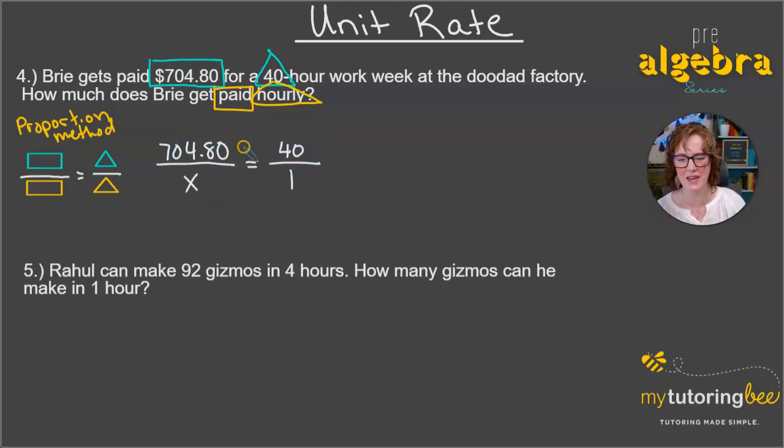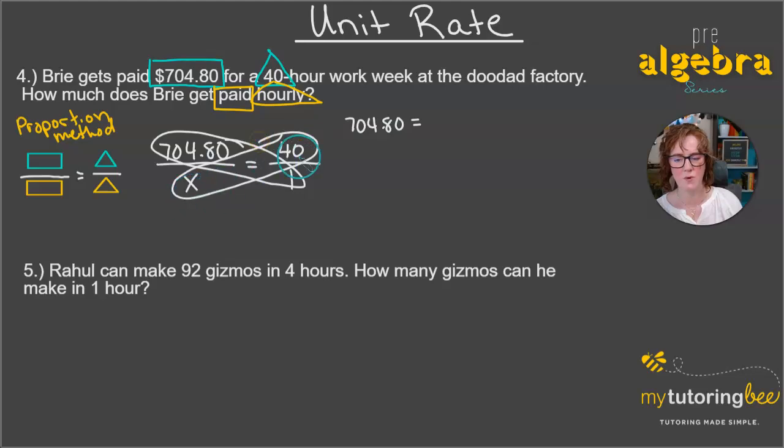All right, let's go ahead and solve by cross multiplying. 704.80 times 1 is 704.80 equals, and then we're going to cross multiply the other way. 40 times x gives us 40x. We're going to divide by 40 on both sides to cancel out that 40 and give us just x. So let's see what that is.